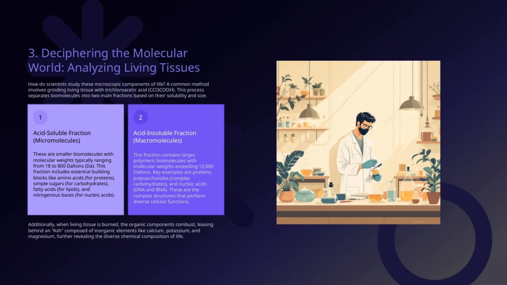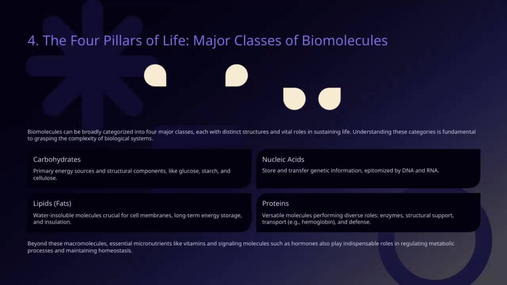This process helps us separate biomolecules into two main fractions, based on their solubility and size. By doing this, we can analyze and understand the molecular makeup of tissues, which is key to deciphering the molecular world of living organisms. Now let's take a closer look at these biomolecules and their versatile roles in life.